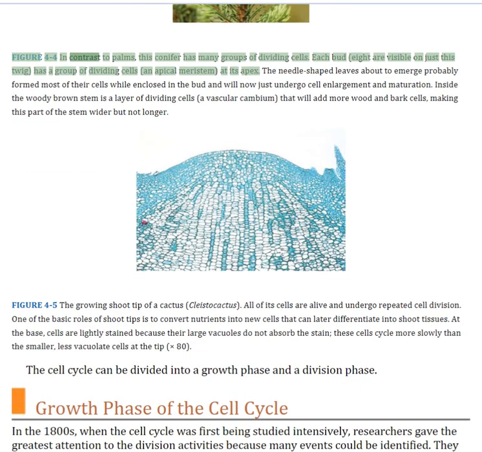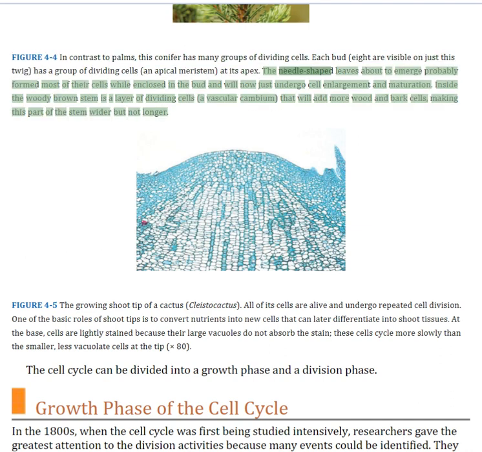Figure 4:4 In contrast to palms, this conifer has many groups of dividing cells. Each bud has a group of dividing cells at its apex. The needle-shaped leaves about to emerge probably formed most of their cells while enclosed in the bud and will now just undergo cell enlargement and maturation. Inside the woody brown stem is a layer of dividing cells that will add more wood and bark cells, making this part of the stem wider but not longer.